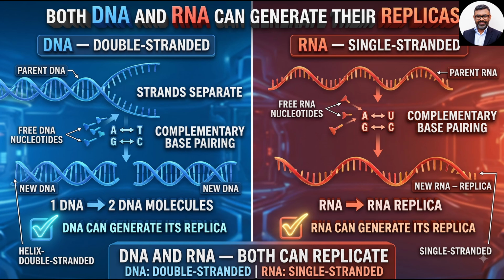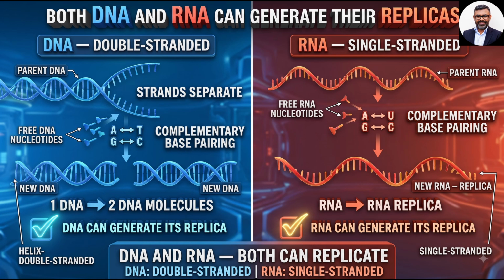The answer is yes. Let's compare them. On the left is DNA, double-stranded DNA. During replication, the two DNA strands separate. Each original strand acts as a template. Free DNA nucleotides then pair with the exposed bases according to complementary base pairing. A pairs with T and G pairs with C. The result: two DNA molecules are formed from one parent DNA molecule. So DNA can generate its own replica.